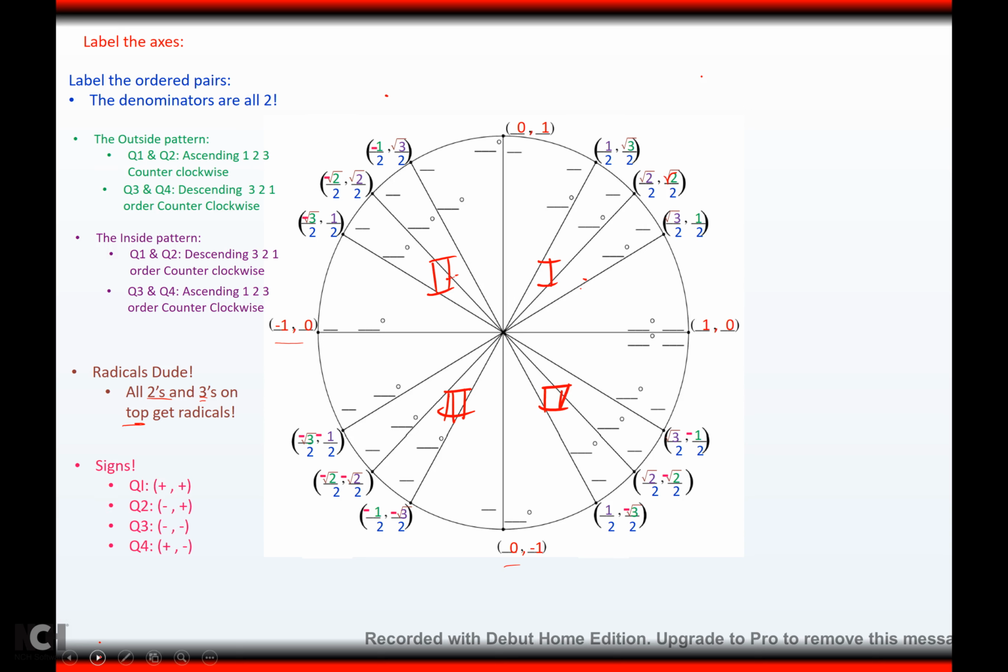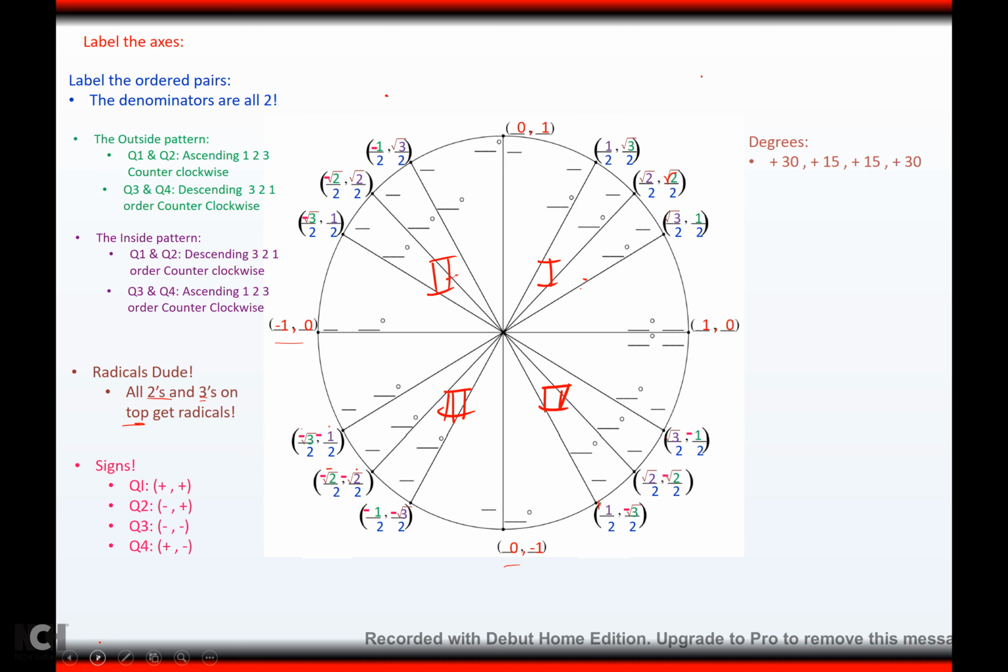All right, so then we'll do our signs. In the first quadrant, everything is positive. In the second quadrant, the x's are negative, the y's are positive. In the third quadrant, both x and y are negative. And in the fourth quadrant, x's are positive and y's are negative.